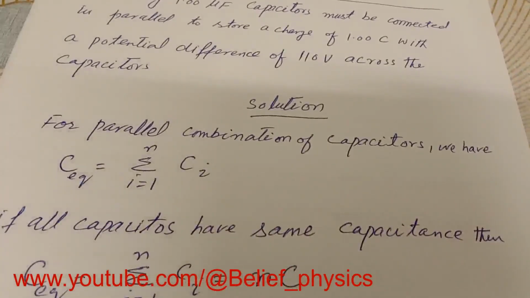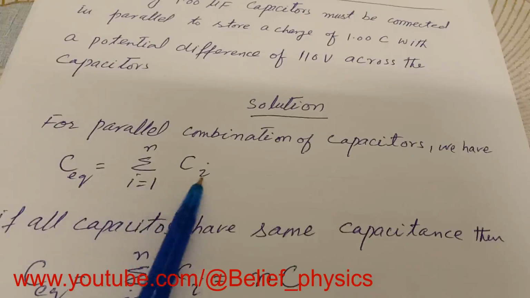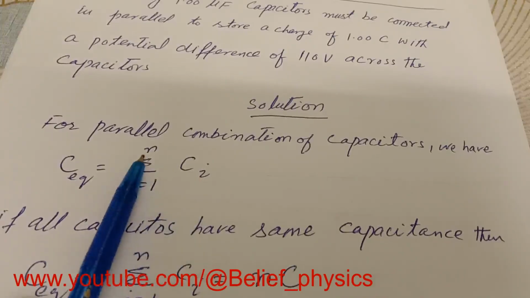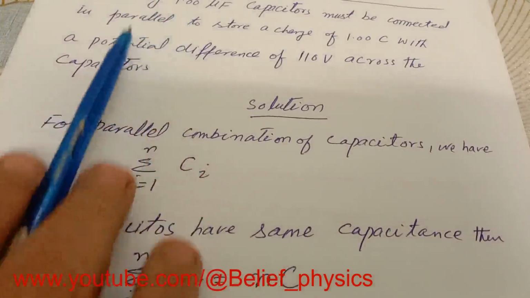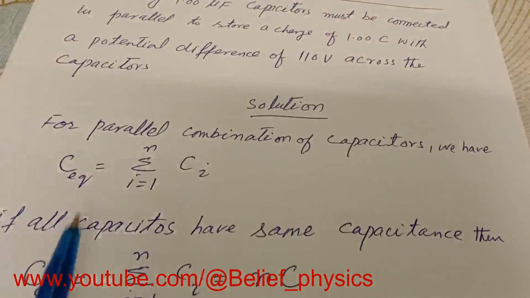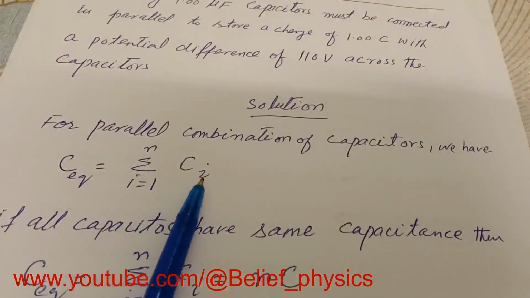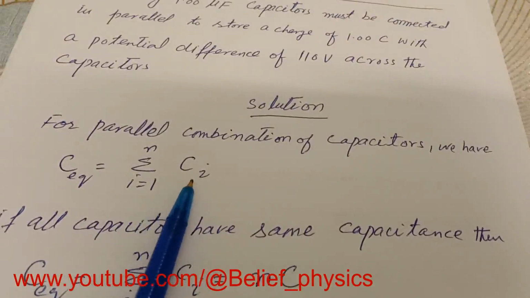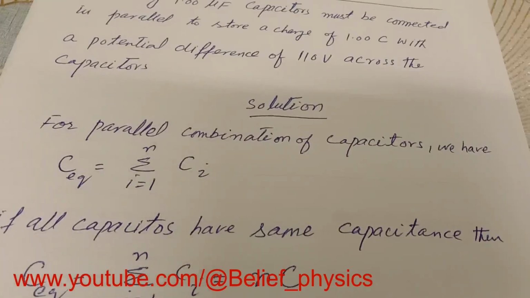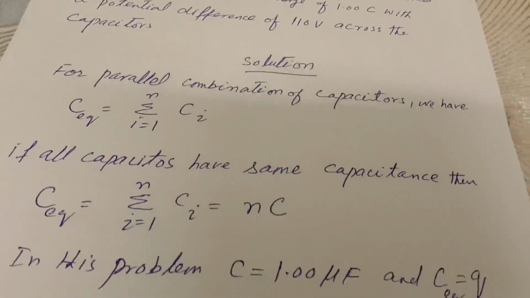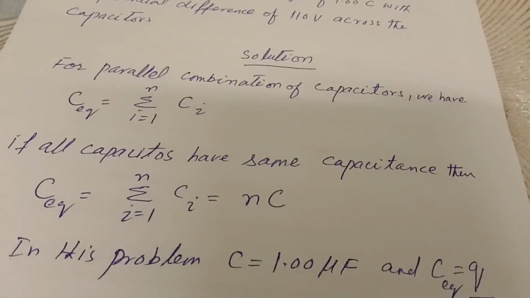The equivalent capacitance is the summation of all the capacitors from 1 to n, whatever the number of capacitors is. If all the capacitors have the same capacitance of 1 microfarad, then C equivalent is C1 plus C2, and C1 is equal to C2 is equal to C3, so the equivalent capacitance will become N into C, where N is the number of capacitors and C is the individual capacitance of each capacitor.